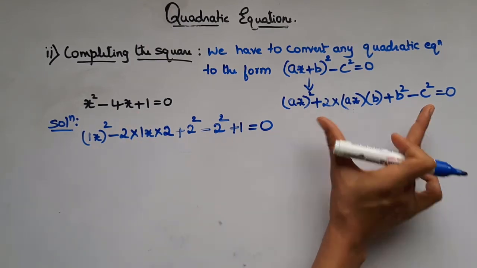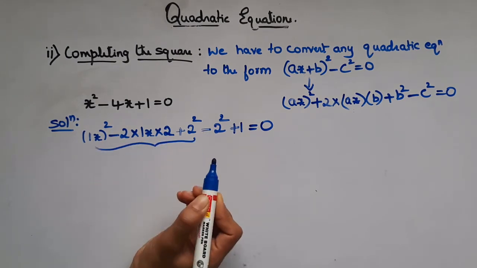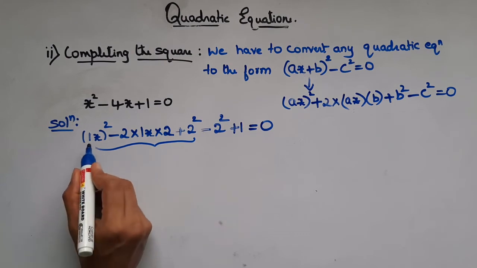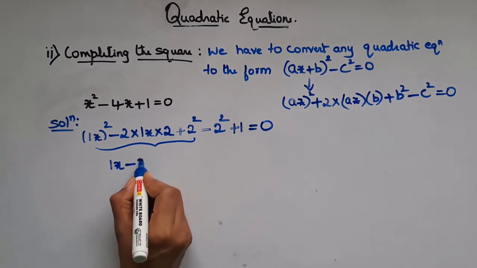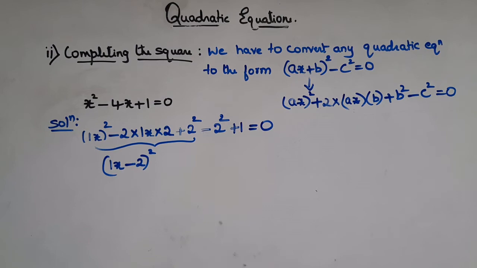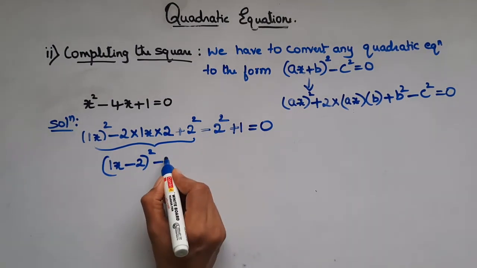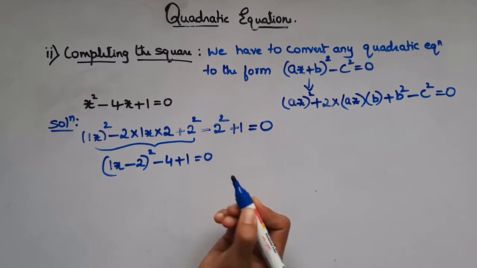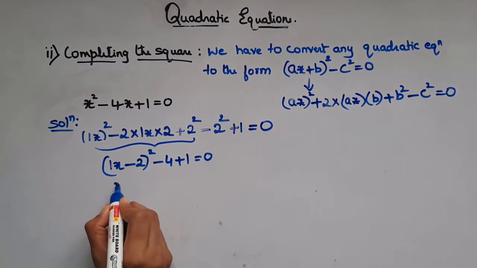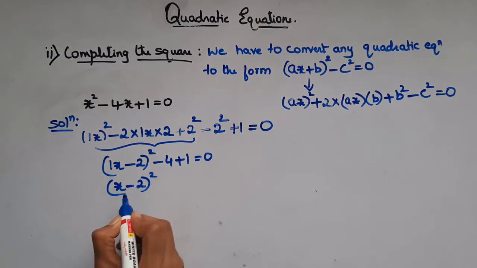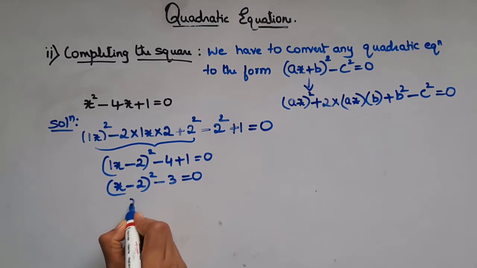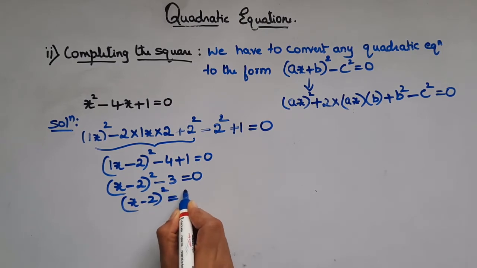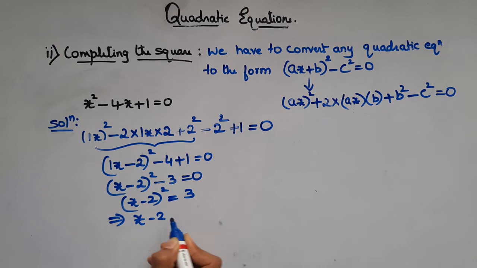This is of the form this. So here this whole term is of the form (ax minus b) the whole square. That is, a here is 1x, right? So 1x minus b, which is 2, the whole square, right? So we have minus 2 square, that is 4, plus 1 is equal to 0. So we have (x minus 2) the whole square, that is 1x is nothing but x, minus 3 equal to 0. So this is nothing but (x minus 2) the whole square is equal to 3, which implies x minus 2 is equal to plus or minus root 3, right?